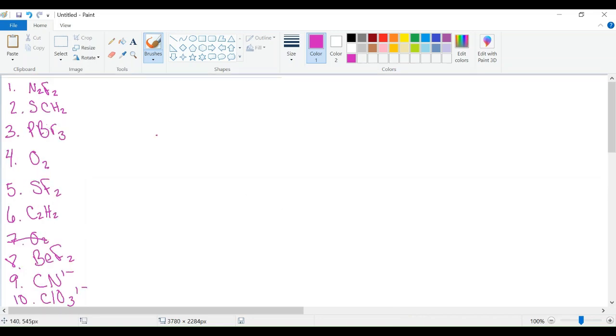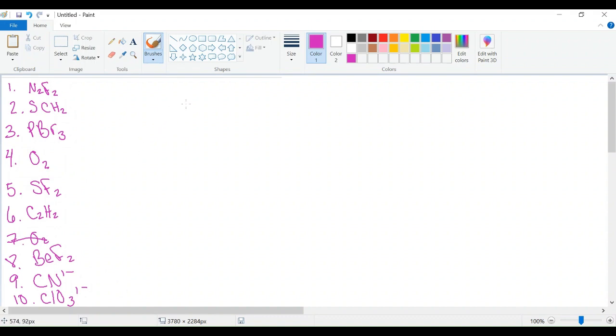Okay, so I'm going to record some examples. These are the examples from the Pear Deck. So if you want to go through and practice those, I'm going to go through how to draw the Lewis structures for each of these on this recording. I'm going to start with N2F2. That's the first one on the recording.